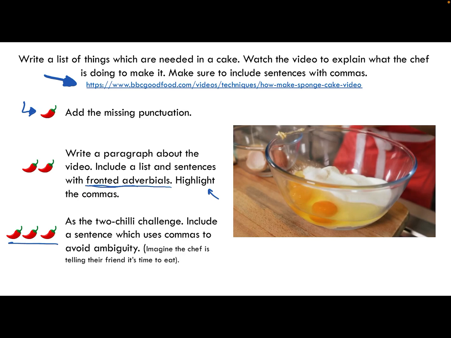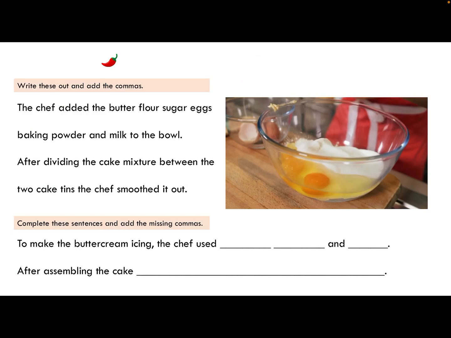We were going to do some instructions, so now's your time to show off what you do know. We chose not to because we just didn't have the time, but now is time to do a little mini activity. So here is our little writing frame. The chef added butter, flour and eggs, baking powder and milk to the bowl. After dividing the cake mixture between the two cake tins, the chef smoothed it out. And then you're going to finish off those sentences. So I look forward to seeing what you come up with.